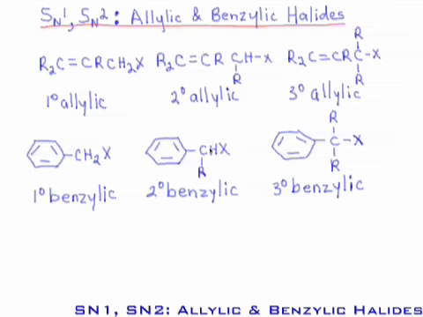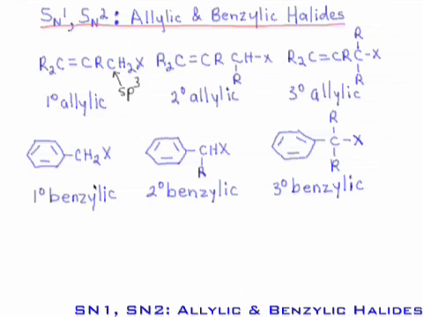Now, allylic halides are those halides that have a halogen represented by X here bound to an sp3 hybridized carbon. In order to be allylic, the sp3 carbon must be attached to a C double bond C. And indeed, you can have primary allylic, secondary allylic, and tertiary allylic, as designated by the carbon bearing the X or the halogen.